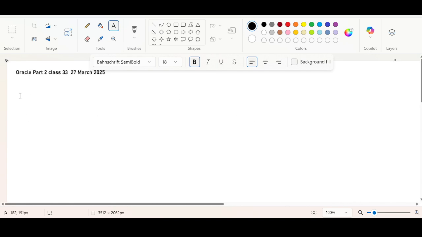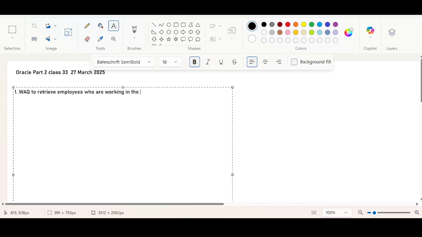Okay, we'll start with the query. So we know what inner joins are now. We will start with the query, right? Write a query to retrieve employees who are working in the Chicago location or London location.